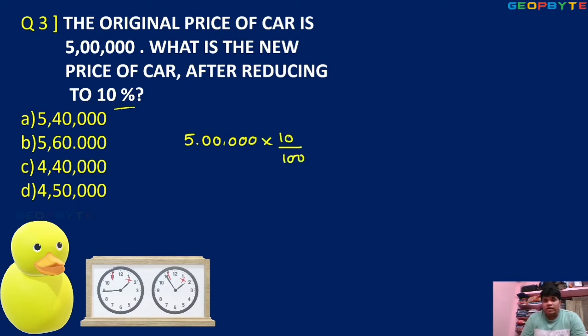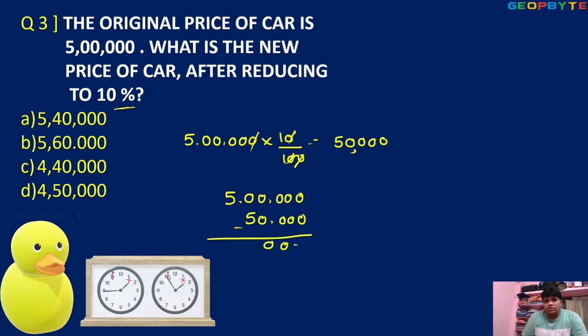10%, so 10 by 100, 0, 0, 0, 0. So what is the remaining? 5, 4 zeros. That means 50,000. So 5 lakhs minus 50,000. Okay, so 4 zeros.